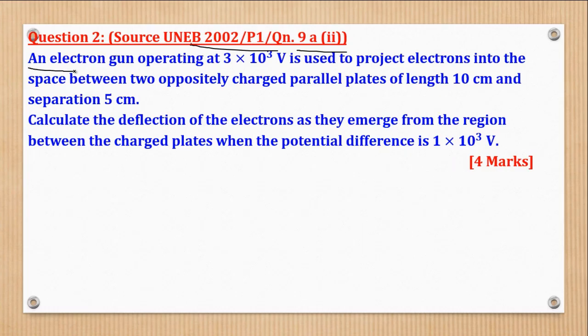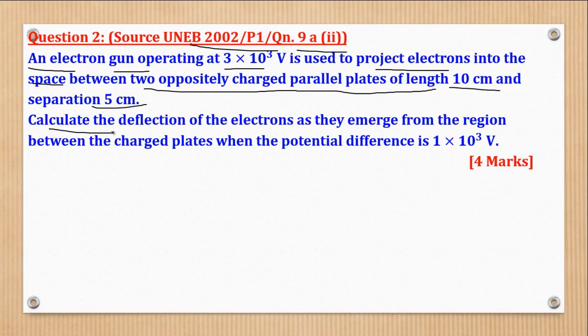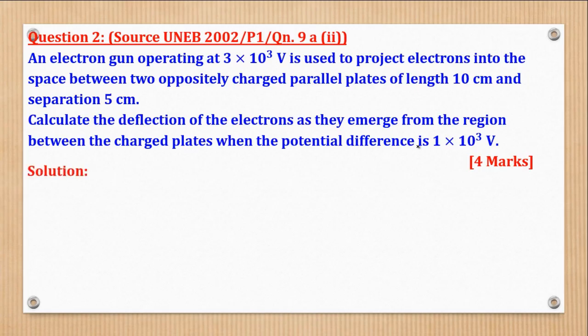And it says, an electron gun operating at 3 exponent 3 volt is used to project electrons into the space between two oppositely charged parallel plates of length 10 centimeters and separation 5 centimeters. Calculate the deflection of the electrons as they emerge from the region between the charged plates when the PD is 1 exponent 3 volt. So first is to interpret what is given.